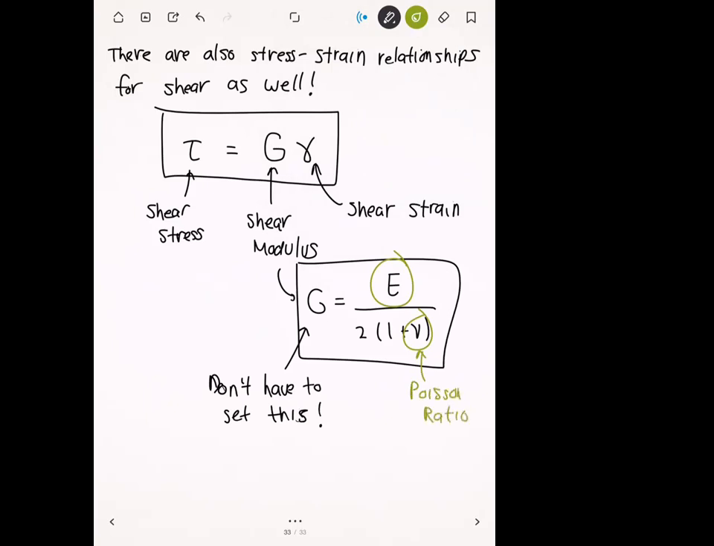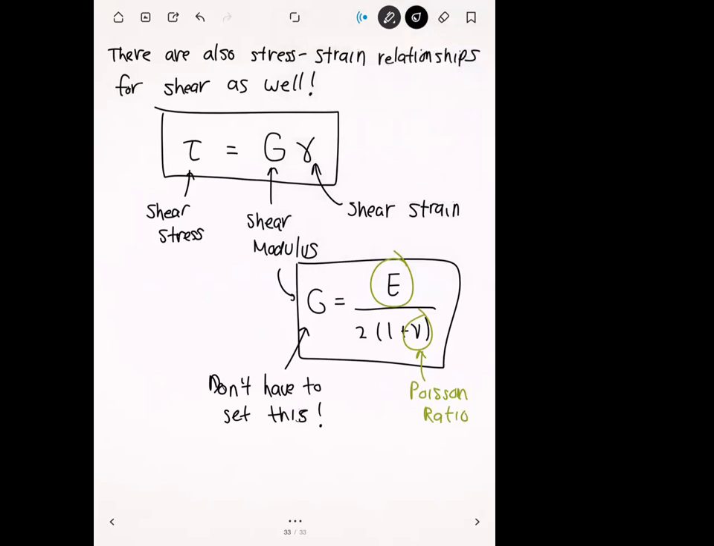Because we have this formula, ANSYS is going to automatically compute the shear modulus for you based on the Young's modulus and the Poisson's ratio. But remember, this is only true for isotropic materials. It's an important thing.